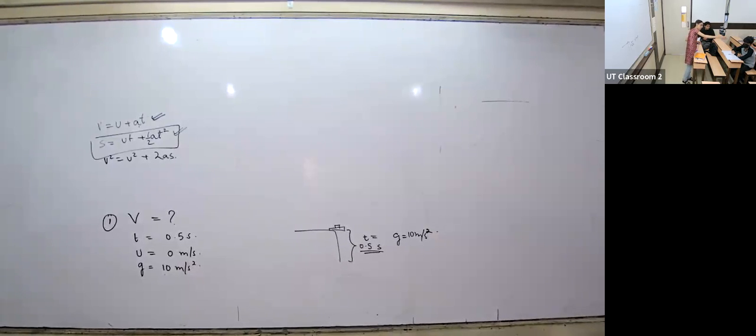Can you tell me the first equation of kinematics? The second one, can you tell me? The third one is v square is equal to u square plus 2as.